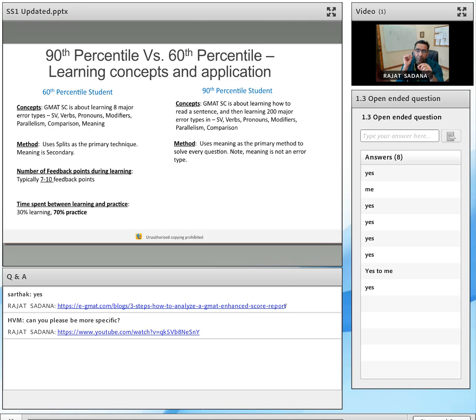When you consider meaning as the primary method to solve questions, what you mean by that is the first thing that you do when you see the original sentence in an SC question is you look for the meaning. When you look at experts, they're going to really say use splits. Okay, and just because a lot of the experts are native speakers of English language, for them meaning is innate. For a lot of non-natives, in fact, a number of natives now, meaning is not innate.